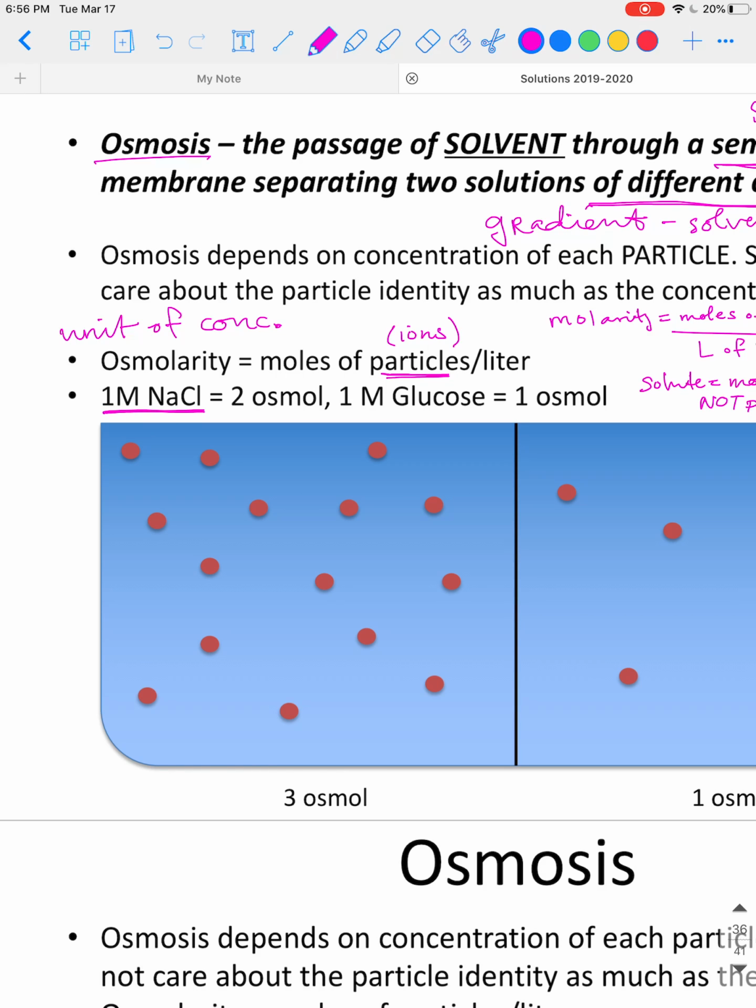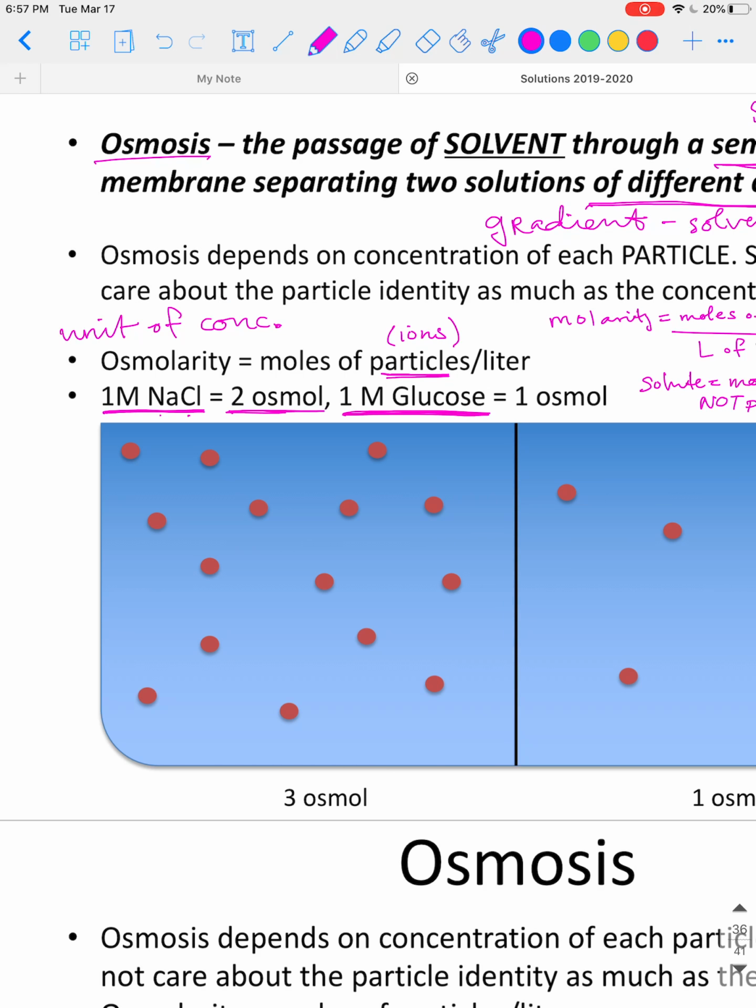Okay, we can't always say ions because not every molecule dissolves into ions. But if a molecule does dissolve into ions, then it's broken down into smaller particles. Sodium chloride for sure dissolves into ions. Okay, we get 1 sodium cation, 1 chloride anion. So therefore, we will get 2 osmoles. Okay, 2 moles of particles per liter, that's 2 osmoles.